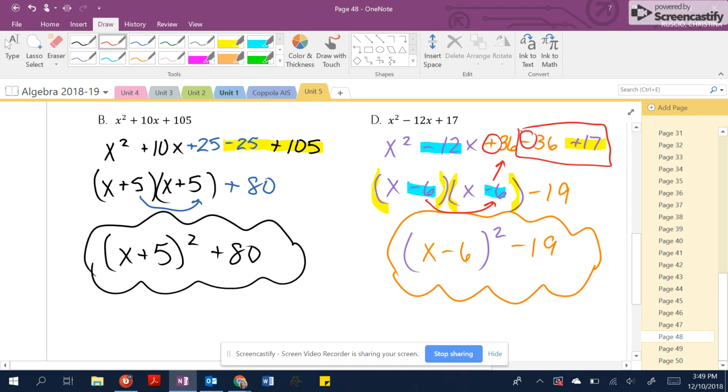Here's my leftovers. Group those dudes together to be negative 19, then write it in my pretty math package, and boom, we have just completed the square. Pure magic.